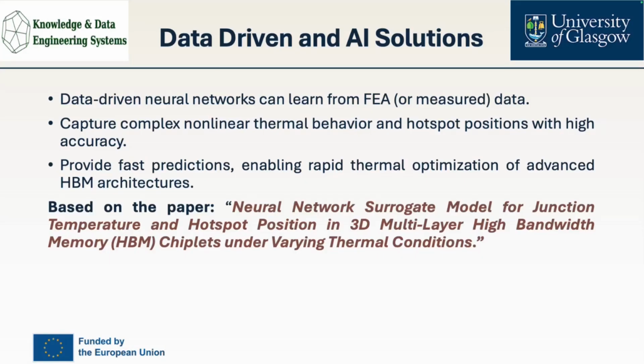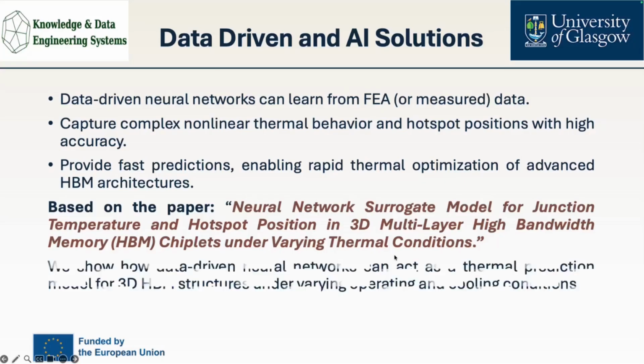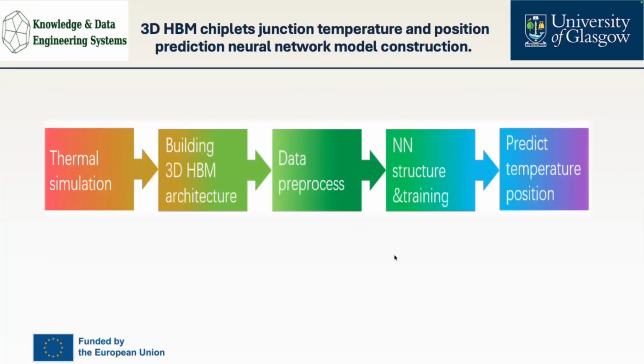Based on this paper called Neural Network Surrogate Model for Junction Temperature and Hotspot Position in 3D Multi-Layer High Bandwidth Memory Chiplet under varying thermal conditions, we will show how a data-driven neural network can act as a thermal prediction model for 3D high bandwidth memory structure under varying operating and cooling conditions.